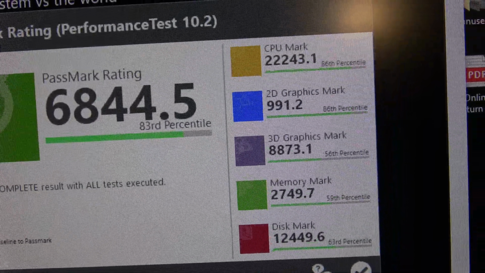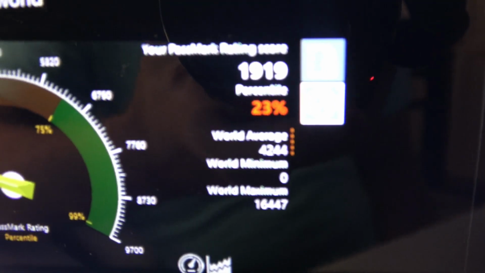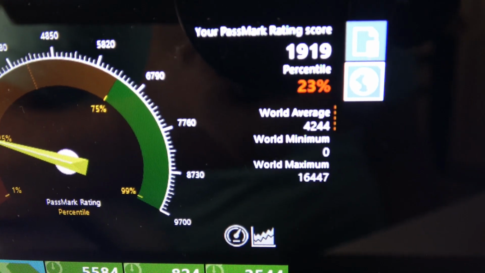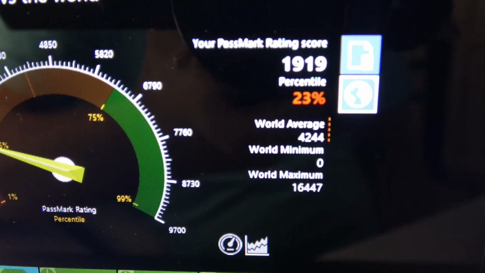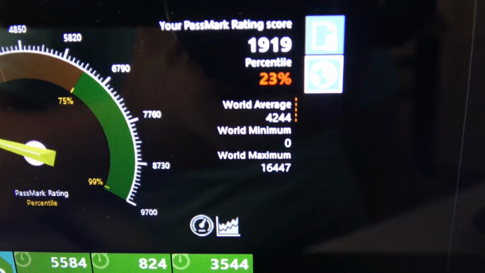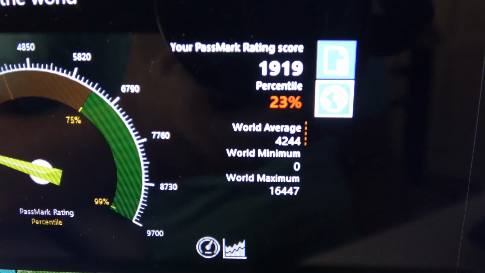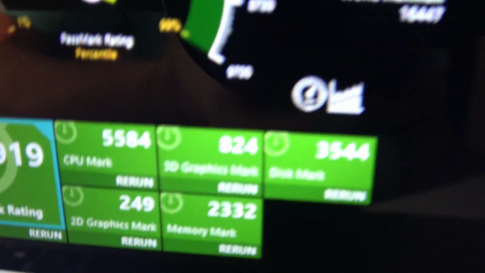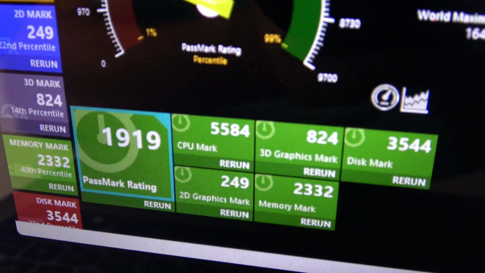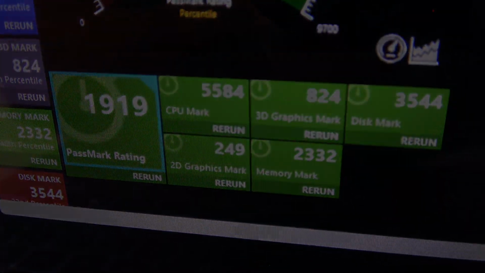So I ran the same thing on my laptop, and look at this. 1919, 23rd percentile. The new PC back in Louisville, by the way, it's in the 83rd percentile. I didn't mention that up there. And then look at the numbers down here. Not that much different from my PC here.